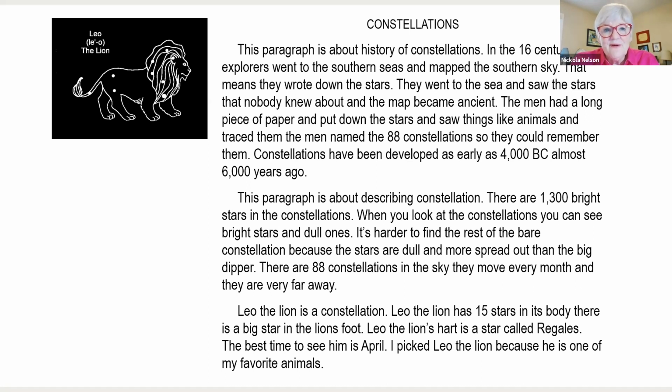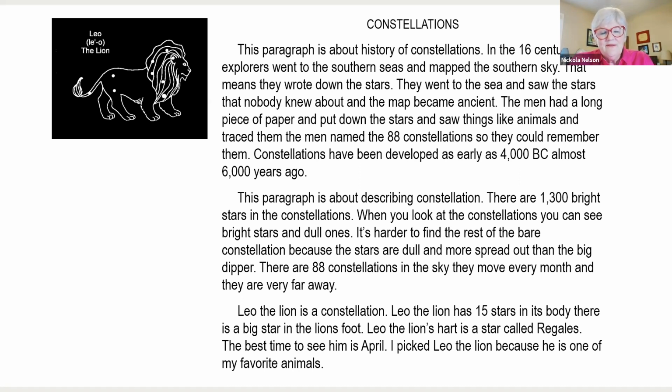In the 16th century, explorers went to the southern seas and mapped the southern sky. That means they wrote down the stars. So you can see his personalization or his paraphrasing that demonstrates his comprehension. They went to the sea and saw the stars that nobody knew about, and the map became ancient. I love that one. The men had a long piece of paper and put down the stars and saw things like animals and traced them. The men named the 88 constellations so they could remember them.